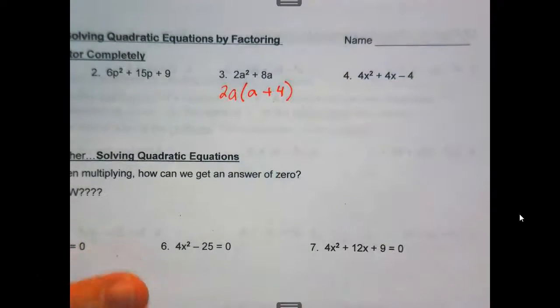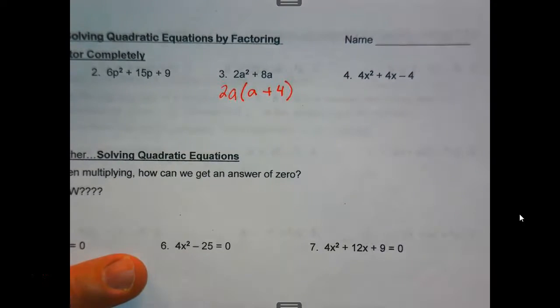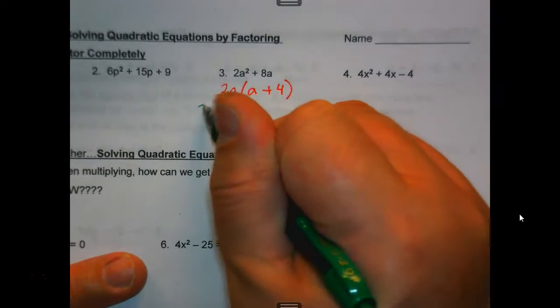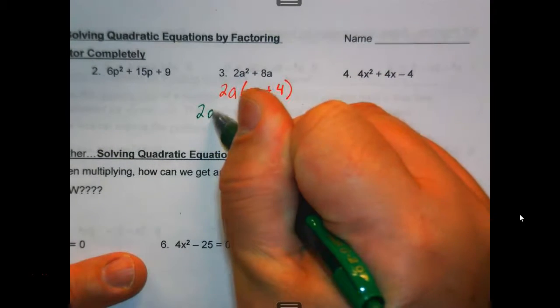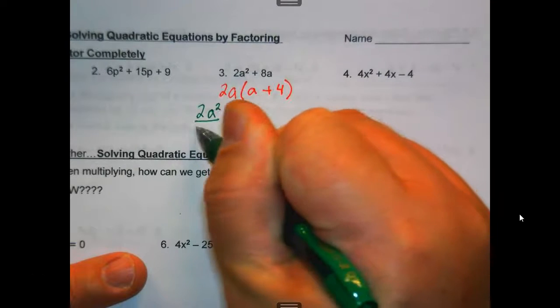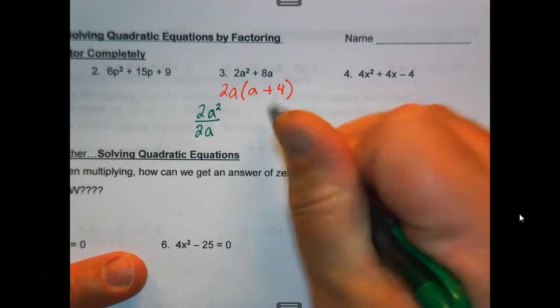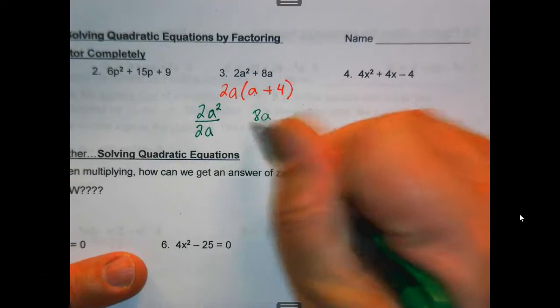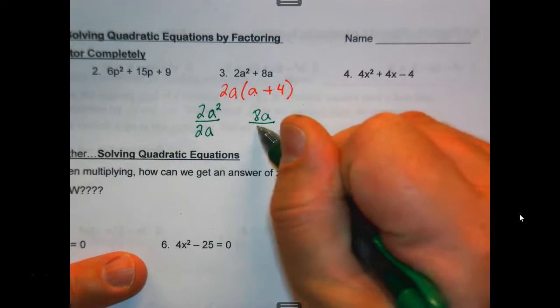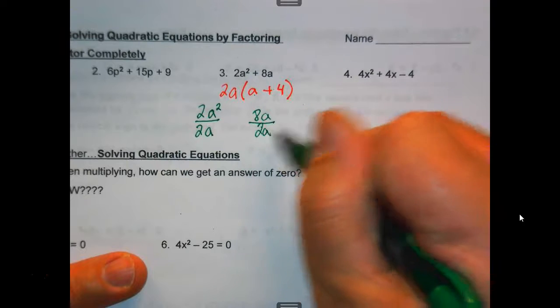Am I fully factored? Yep. Yeah, I'm dividing each factor by 2a. So 2a squared divided by 2a is a. 8a divided by 2a is 4.